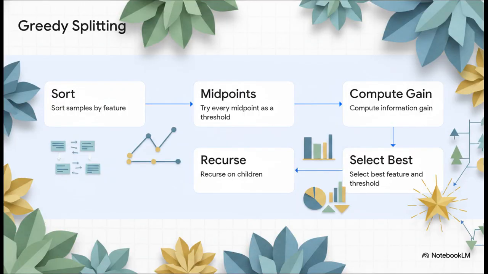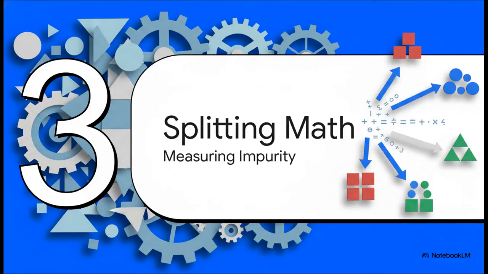Now, under the hood, this uses what's called a top-down greedy algorithm, and man, it is unbelievably thorough. It systematically tests every single option to find the absolute best separation for the data at that exact moment. It sorts the samples, tries every midpoint between consecutive distinct values as a threshold, computes the information gain, and picks the absolute best one before moving on to the children nodes. It literally checks everything.